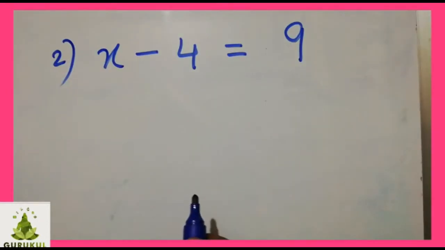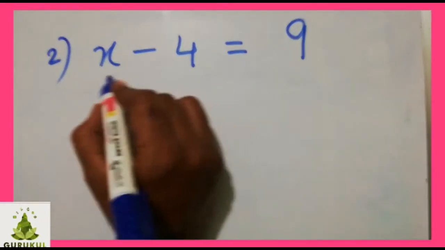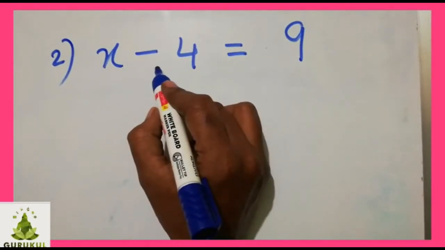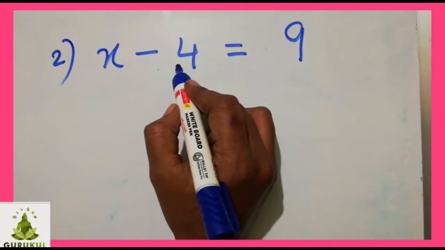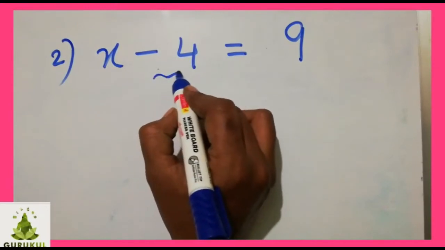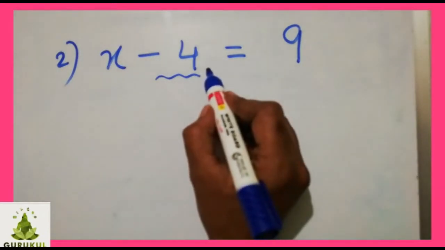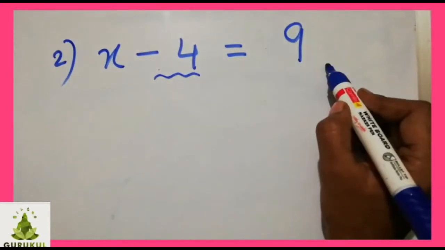X minus 4 is equals to 9. Now if I want to find the value of x, I should remove minus 4. How will I remove minus 4 from here? By taking its opposite. What is the opposite of minus 4? Plus 4. Is it clear? I have to write here plus 4 on the LHS, so here also on the RHS I should write plus 4.